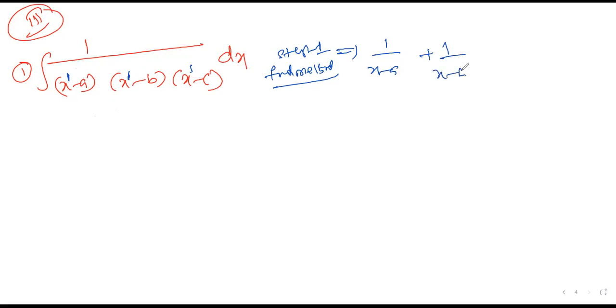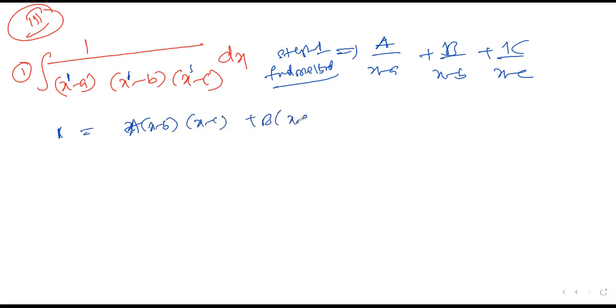In the question you need to open it as 1 by x minus a plus 1 by x minus b plus 1 by x minus c. You should take it out and start working over there: A by, B by, and C by. So let us take it out like this. If you take it as constant, 1 equals A into x minus b and x minus c, plus B into x minus a into x minus c, plus C into x minus a into x minus b. This is the case, okay?